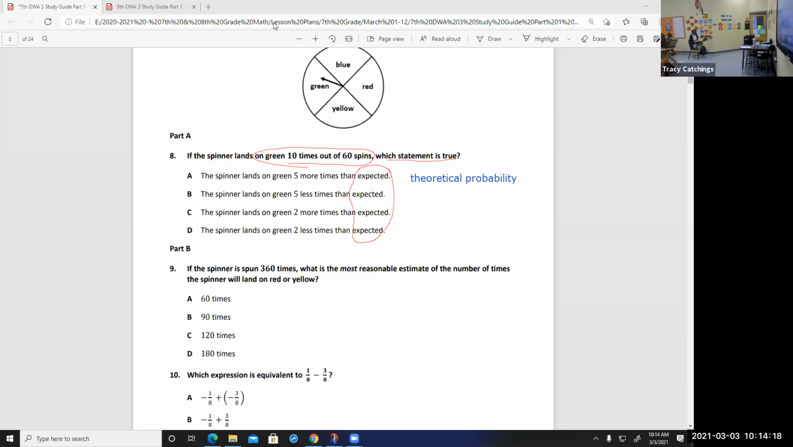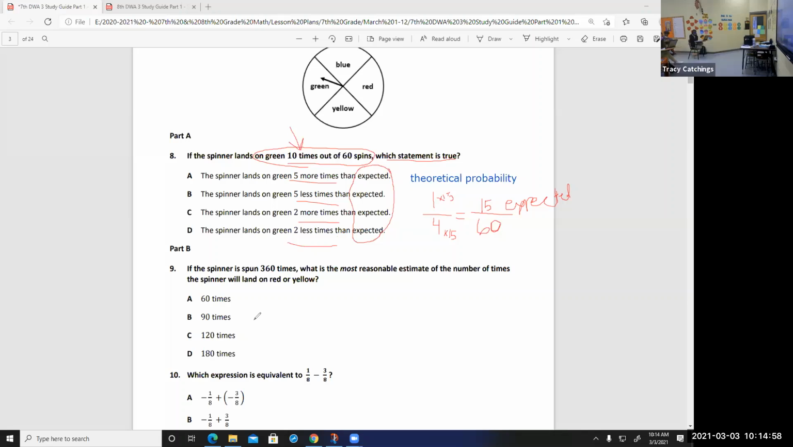Theoretical probability. So first, let's see what we notice about green. How many times do we see green in that spinner? Out of how many total? Good job. How many total times did they spin that spinner? 60. 60 is going to be our denominator. So we are now trying to prove whether they should have gotten 10. So 4 times what is 60? All right, equivalent fractions. 1 times 15. So this is what they should have gotten. This is what's expected. Should have gotten 15, but we got how many? 10.